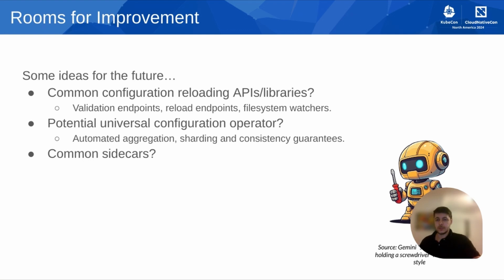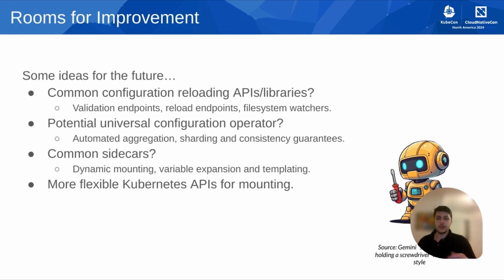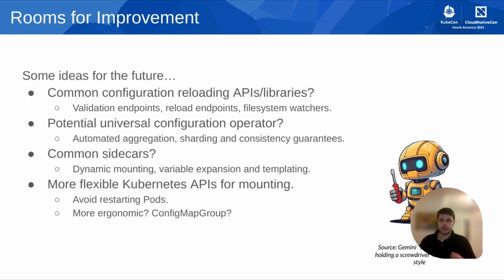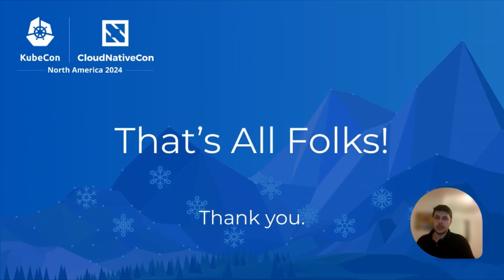Maybe we can create some common sidecars that would do the dynamic mounting, the variable expansion, and the templating. Thanos does the last two, so it's already there, but again, your application has to support it. And maybe a last idea is that we can have flexible Kubernetes APIs for mounting, so you can avoid restarting pods whenever you mount something new. Or maybe we can even create something more ergonomic where you can group config maps and not have to do some projections or mounting in general.